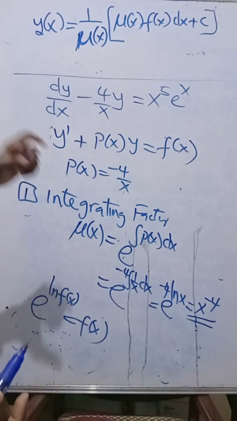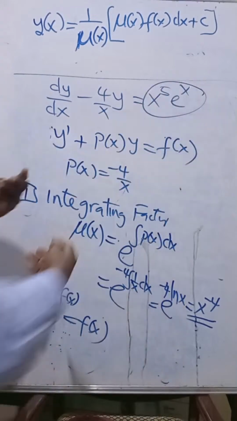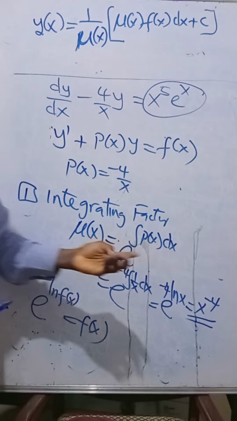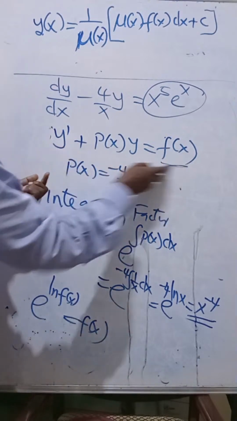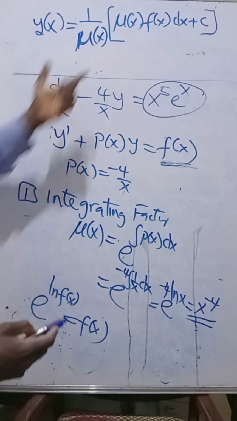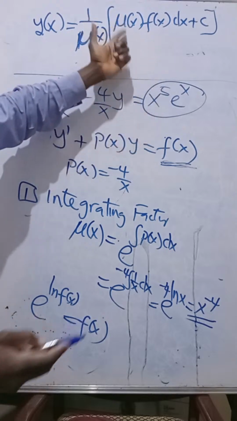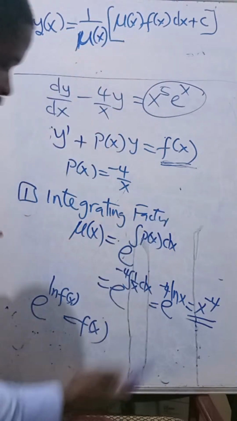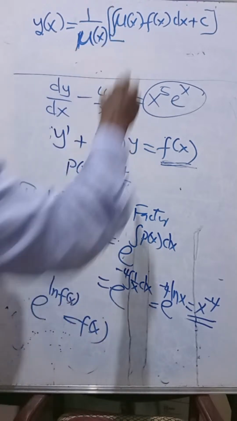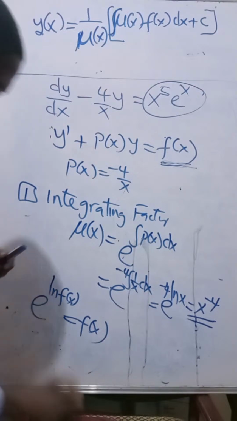So, what is your f of x now? Your f of x is this one. The moment you correlate it to the standard formula of a linear differential equation, then you can get your f of x. So that's what we have in this case. Let's make the substitution. Let's plug in f of x, let's plug in the integrating factor, and let's solve it. Don't forget, please, there is an integral sign here. Pardon me for that.